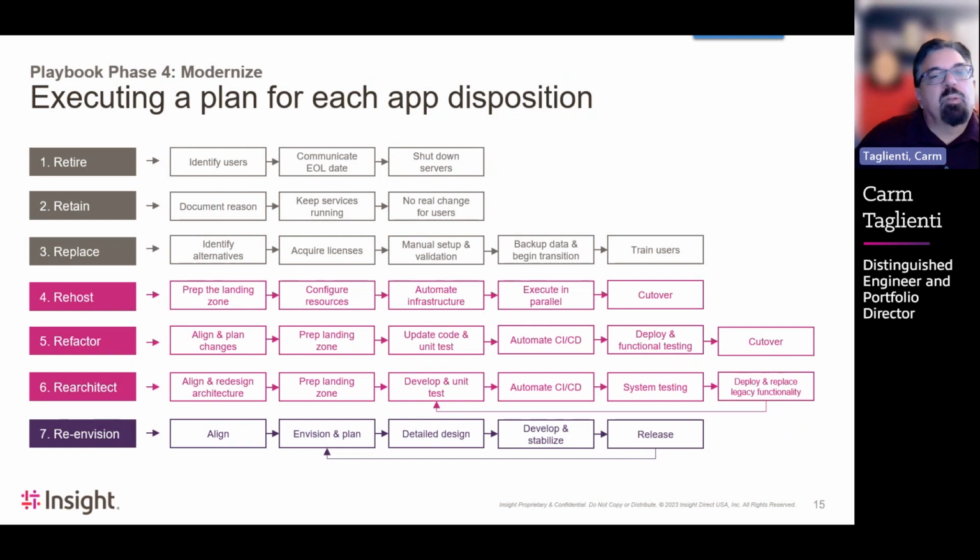So for example, if I'm doing a retirement, then I identify the users that might be impacted. I would communicate the end of life dates. I'd shut down the servers, and then we'd move forward. And communication of end of life date, for example, may include some training that's associated with it. So we would factor that in. Maybe through retirement, those users would need to use a different application. We can talk about that and help you to understand what some of the value is there. So use different applications, use different tools.